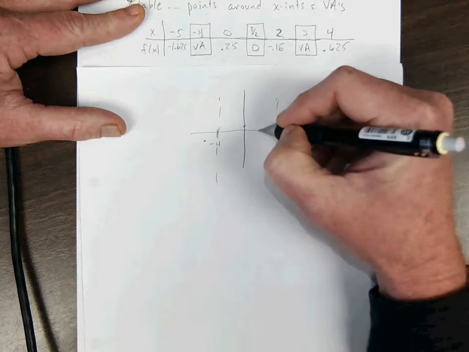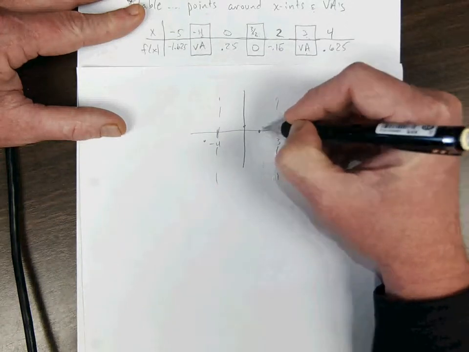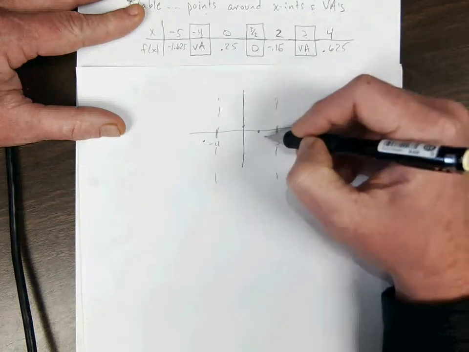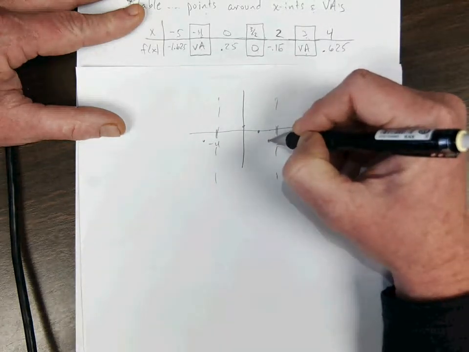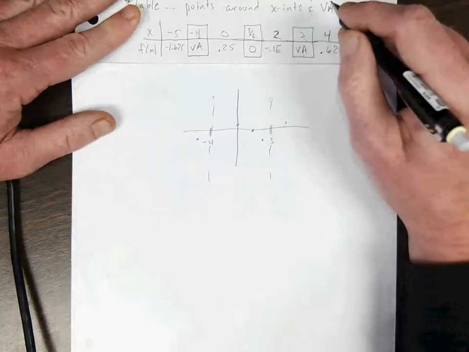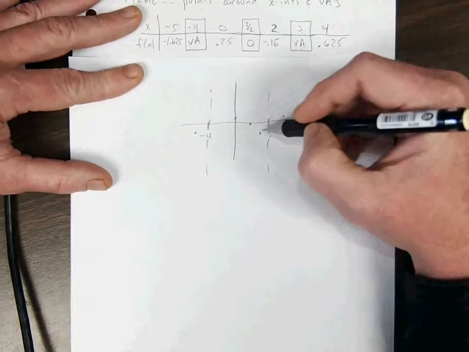Oops, oh, I forgot my x-intercept. Like that. And then 2 is negative 0.16. Sorry, my brain froze there for a minute. And then forward 0.625.